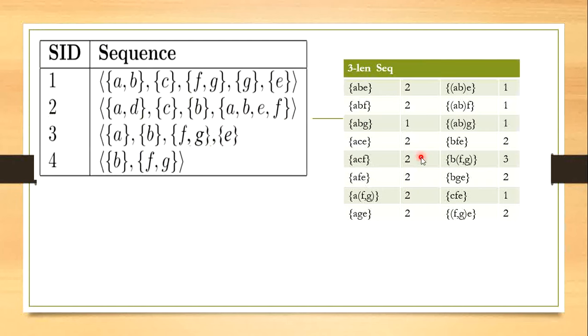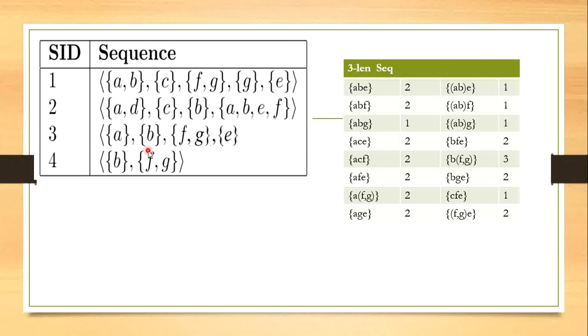Here we have calculated the 3-length sequence support. I'll just show how to calculate support for one candidate sequence. Okay, so let me consider BFG. Here B is in one transaction and FG must be present in a single transaction. Sequence 1 is contributing to the support of BFG. But here, if you see, B is present and F is present but G is not present in this sequence. So this is not contributing.